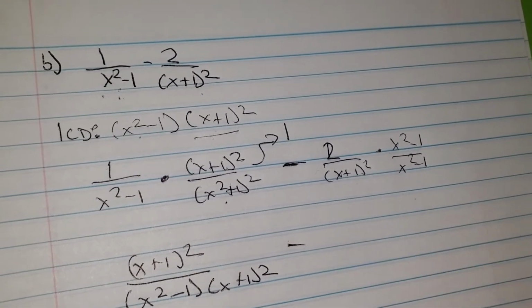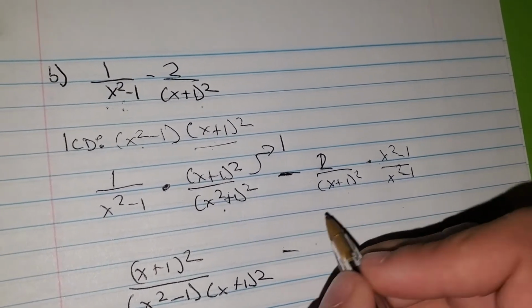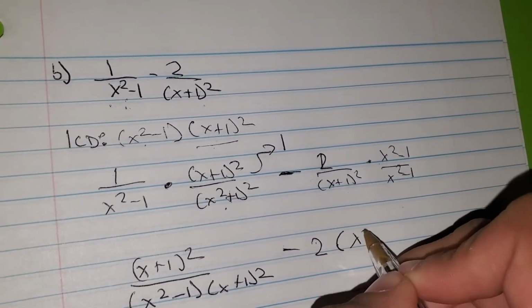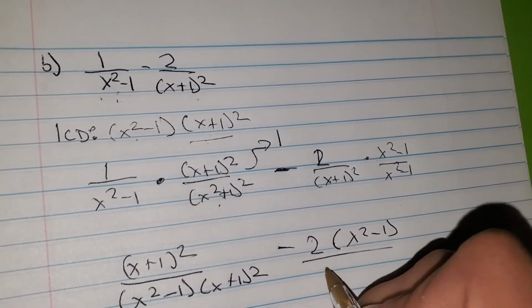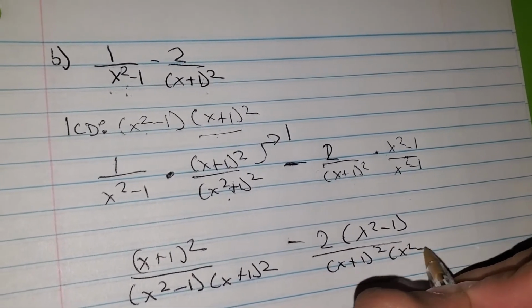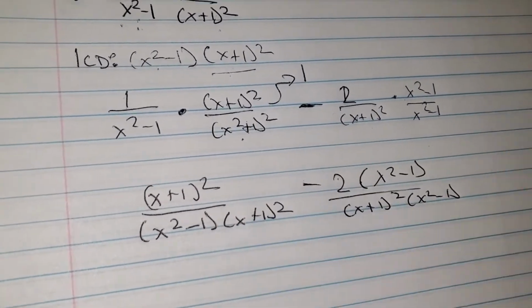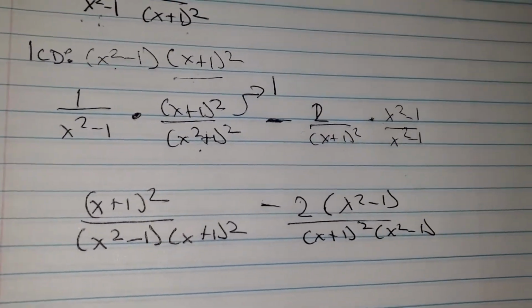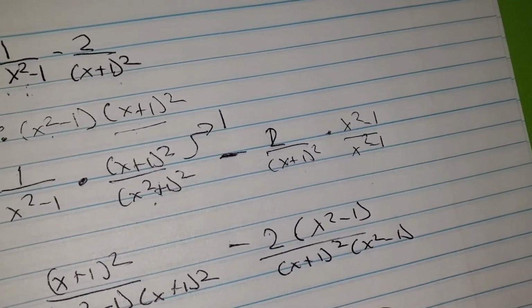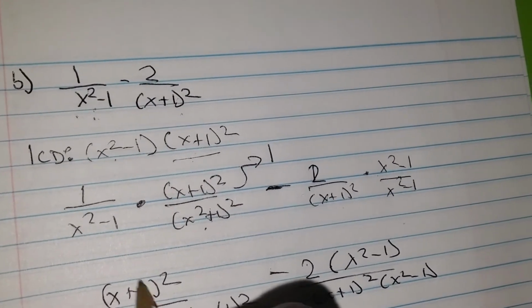And honestly, just multiply the numerator, 2 and x squared minus 1, and you just leave the denominator alone, times x squared minus 1. These are equivalent statements right here, and now we're going to expand out the numerator.